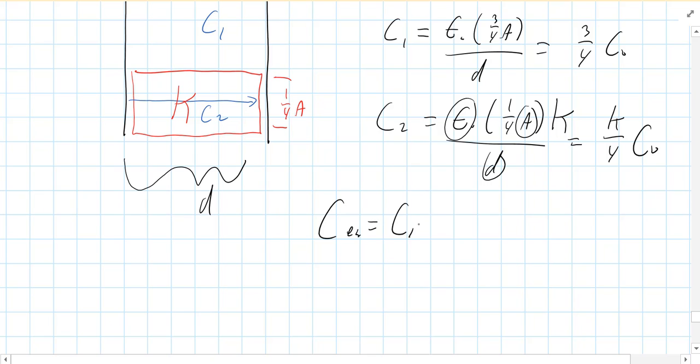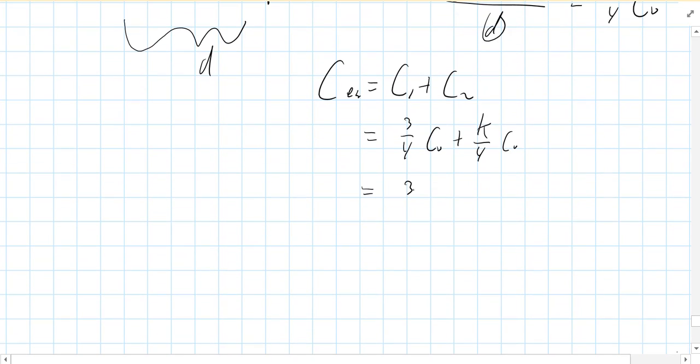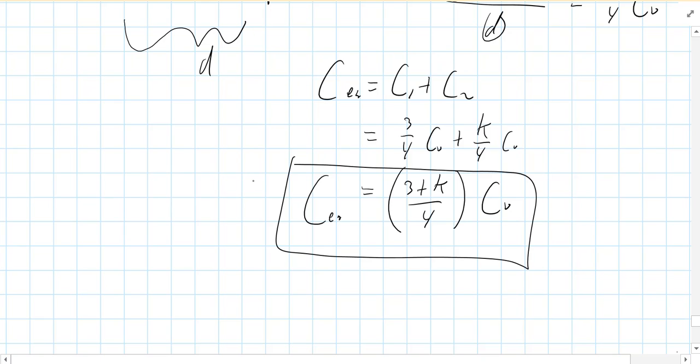C_eq is going to equal C1 plus C2. So we've got 3/4 C naught plus strength over 4 C naught. And if you add those up and simplify it, you get 3 plus strength over 4 times C naught. So that is our new capacitance compared to the old. And again, you want to check. If you set the strength equal to 1, you should get C naught. Do we do that? Well, 3 plus 1 is 4 over 4 is 1, and you get the original capacitance.